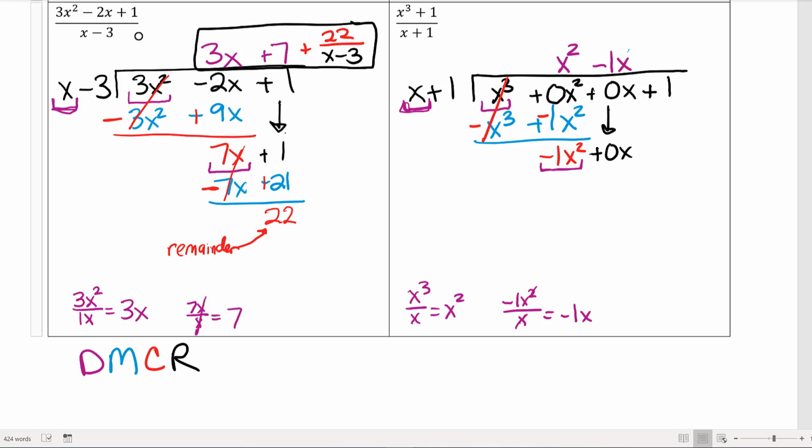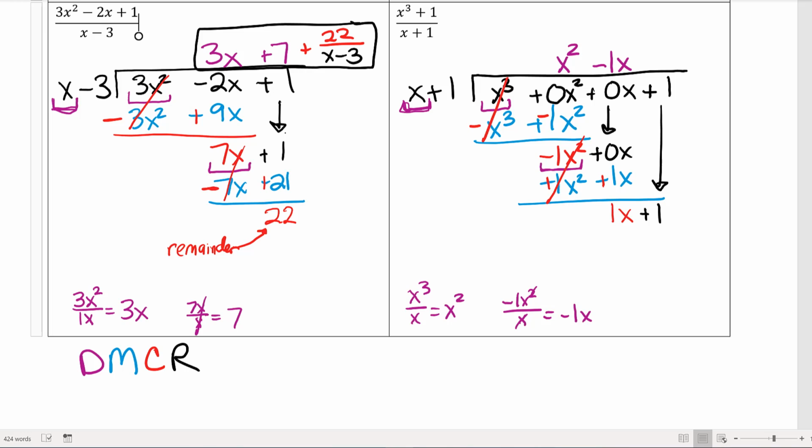Now the M step says to multiply, so I'm going to multiply this to both. Negative 1x times x is negative 1x squared. Negative 1x times 1 is negative 1x. I'm going to erase these multiply lines. And then in my red step, I'm going to change both signs. So I'm changing this negative 1x squared to a positive, this negative 1x to a positive. The negative 1x squared adds to 0, and 0x plus 1x is 1x. The R step says to repeat, so I'm going to drop the next number and repeat.